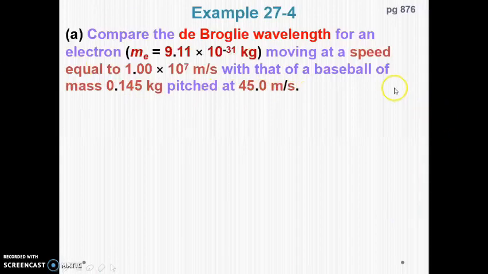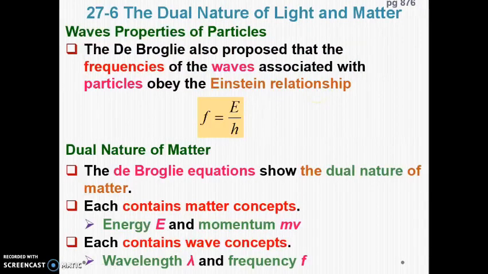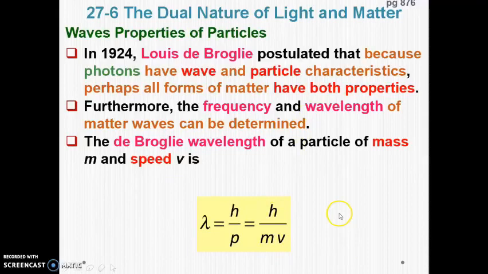So now we want to find the de Broglie wavelength. You can use the de Broglie wavelength formula: lambda is equal to h over p, so it is equal to h over mv.